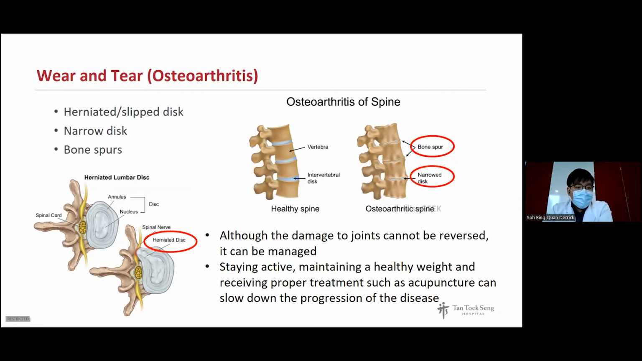Examples of wear and tear are slip disc, narrow disc, and bone spur. A bone spur is like a growth out of your usual bone. Sometimes your bone has a nice curve, and then with a bone spur, something will jut up, and that's called a bone spur. All these changes cannot be reversed, but they can be managed.